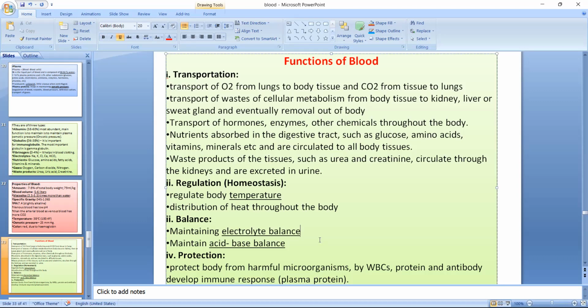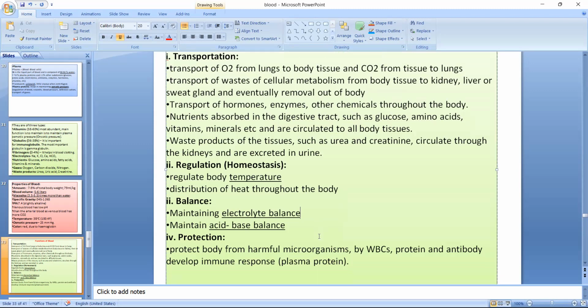Wherever the acid content is high, it will take up and neutralize, whether it is base or acid. So acid base balance in the body fluids is balanced by the blood, with the help of particularly hemoglobin.